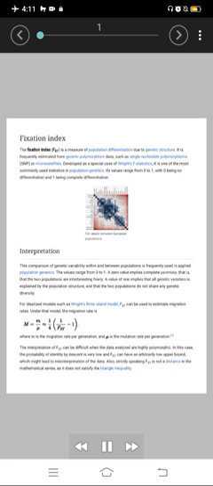FST values between European populations. Interpretation. This comparison of genetic variability within and between populations is frequently used in applied population genetics. The values range from 0 to 1. A 0 value implies complete panmixia, that is, that the two populations are interbreeding freely. A 1 implies that all genetic variation is explained by the population structure, and that the two populations do not share any genetic diversity.